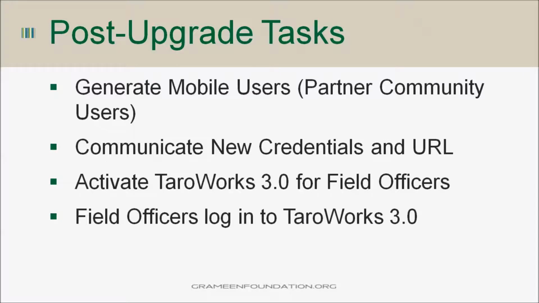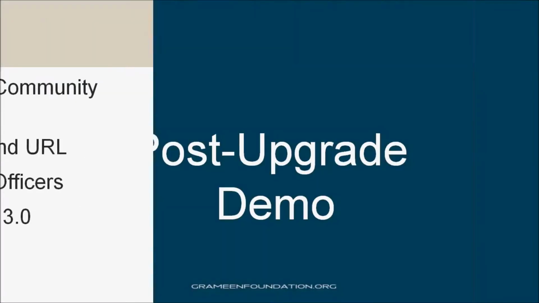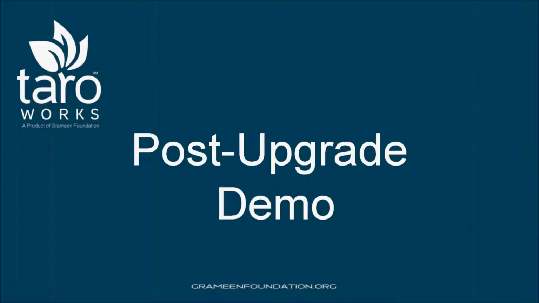The next step is to convert your existing mobile users into community partner users. We've built a tool to streamline this. Once the tool is run, inform your mobile users of their new credentials and the community site URL they will need for login. You'll then need to activate 3.0 for your field officers. Once you do this, and if they are logged into the application, they will receive a notification to download the 3.0 APK onto their mobile device. Finally, you'll want to support your field staff with any questions they might have about logging into TaroWorks 3.0. Let's walk through these post-upgrade tasks.